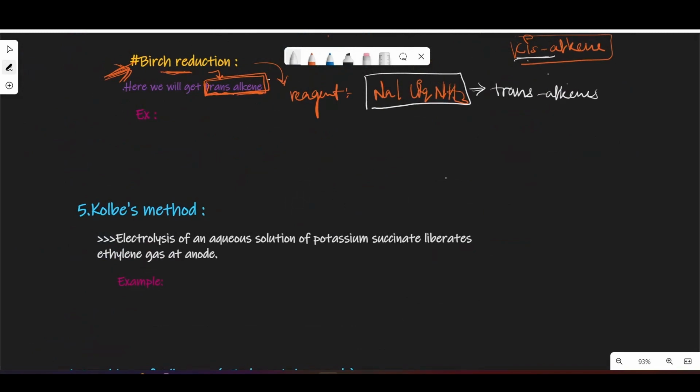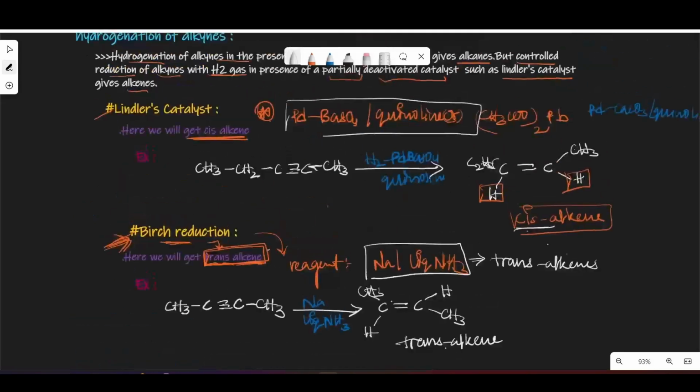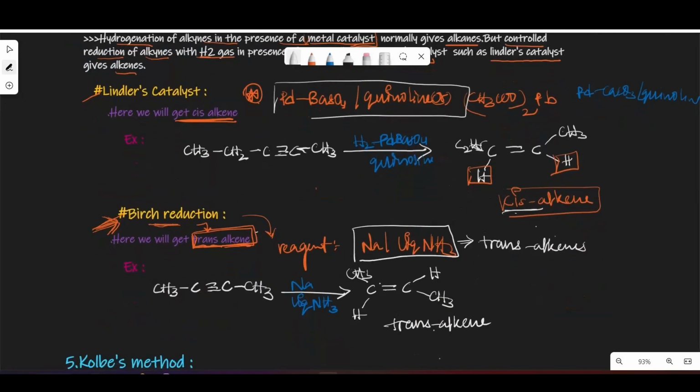So let's see one example. Let's take this compound CH3-C≡C-CH3 in the presence of sodium in liquid ammonia. Then we will get C=C, where we are adding these hydrogens on opposite sides, CH3 and CH3. This is a trans alkene. This is about catalytic hydrogenation of alkynes.